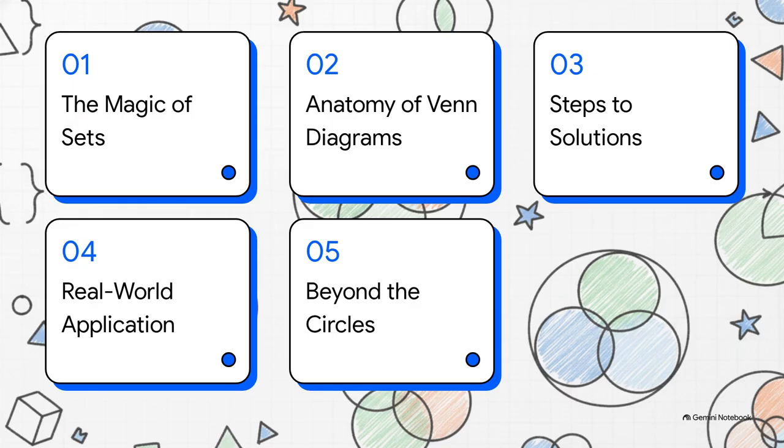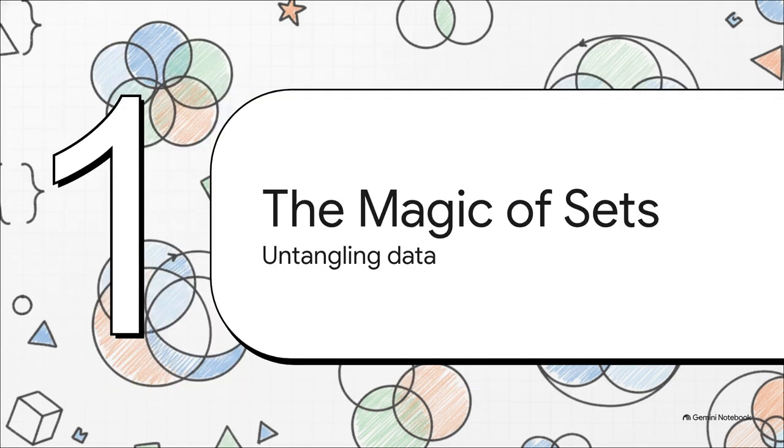Okay, let's dive into this. Here is exactly how we're going to untangle this mystery today. First, the magic of sets. Second, the anatomy of a Venn diagram. Third, 7 steps to solutions. Fourth, a real-world application. And finally, beyond the circles.